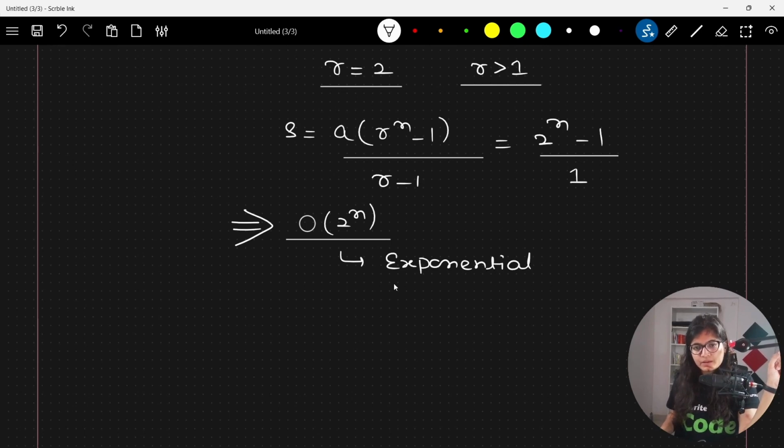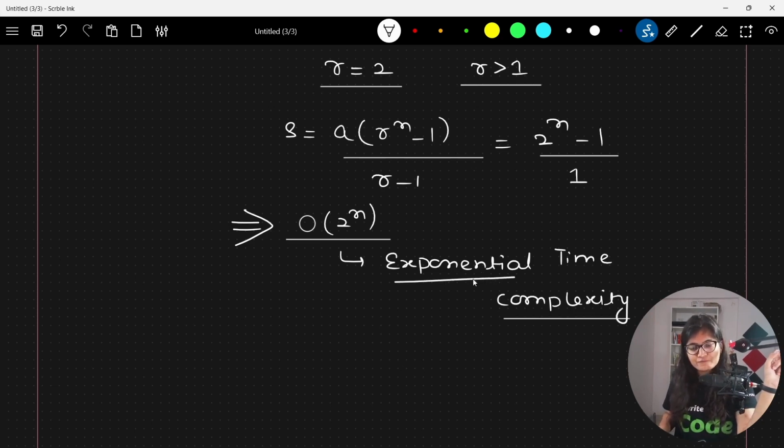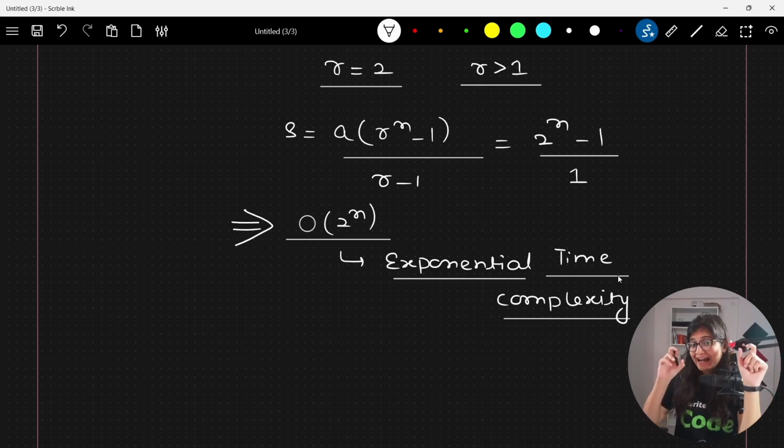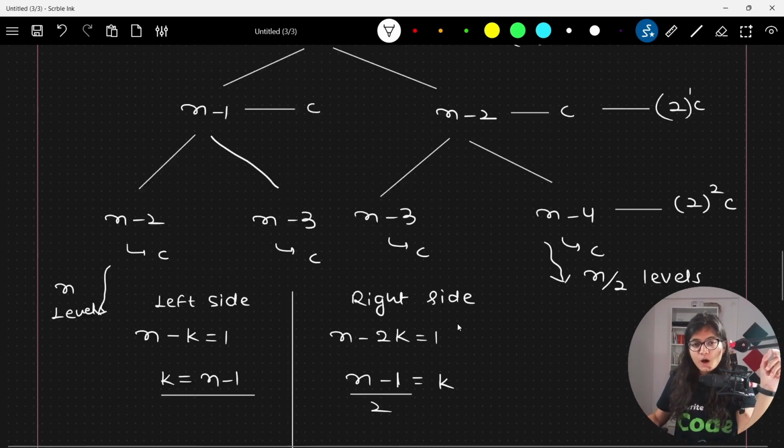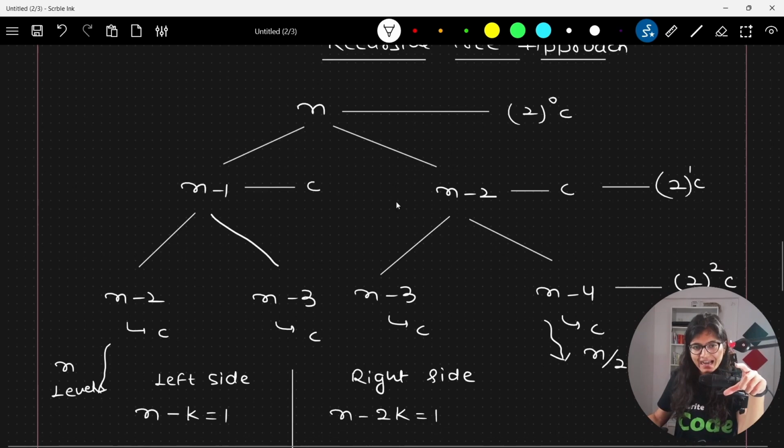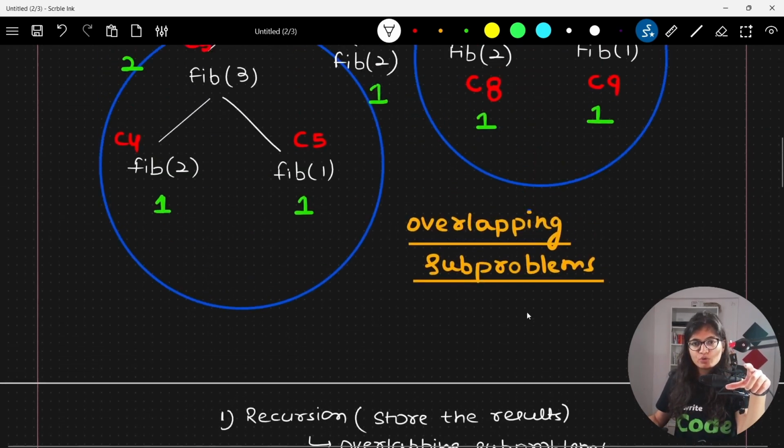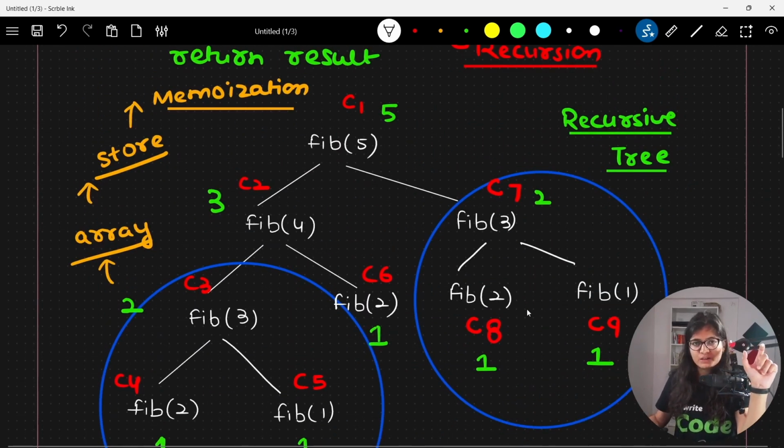Exponential time complexity. And if you remember the time complexity classes from the very starting module of analysis, I told you that exponential is a very high time complexity. So even with the help of the diagram of a recursive tree, you will be able to get the intuition of the time complexity.